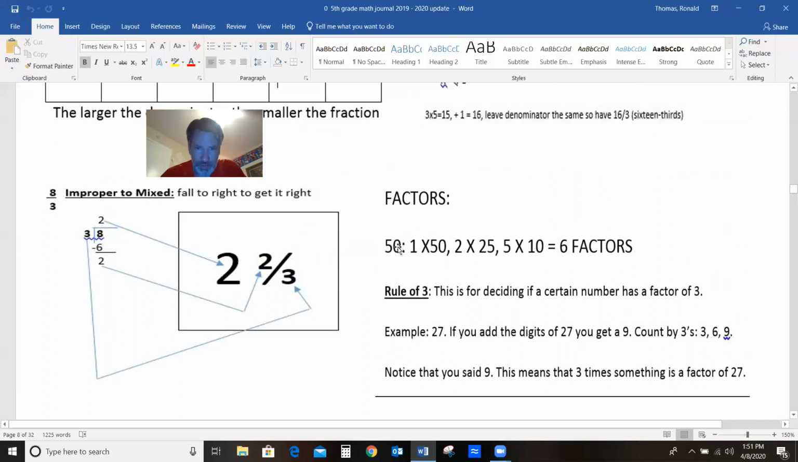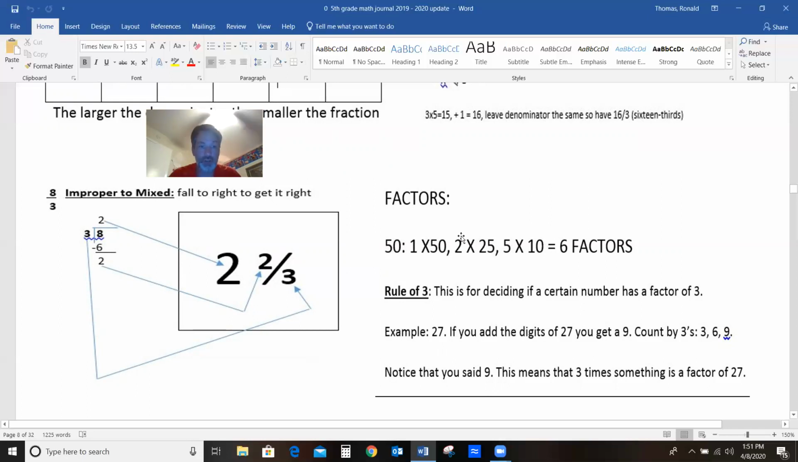Factors. 50. What are the factors of 50? 1 times 50, 2 times 25, 5 times 10. You have 6 factors. Factors are what you multiply to equal a number. 1 times 50 is 50. 2 times 25 is 50. 5 times 10 is 50. Always start with a 1 to find factors. Start with 1 in itself.